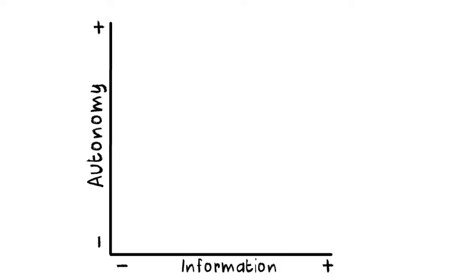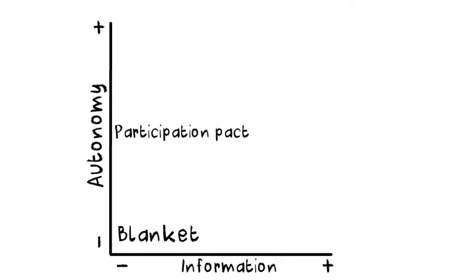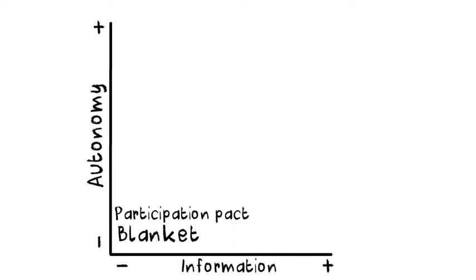Let's first give you an overview of the main differences between the 5 types of consent. The broadest one, which gives participants the least amount of information, is called blanket consent. Then, ranked according to how specific they are, we get participation pact, broad consent, dynamic consent, and meta-consent.